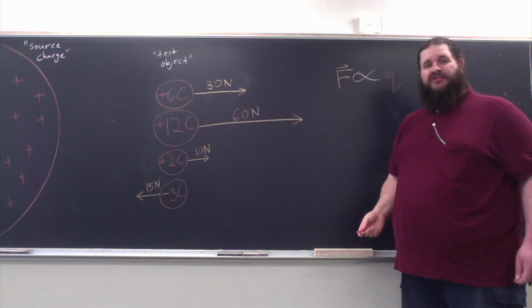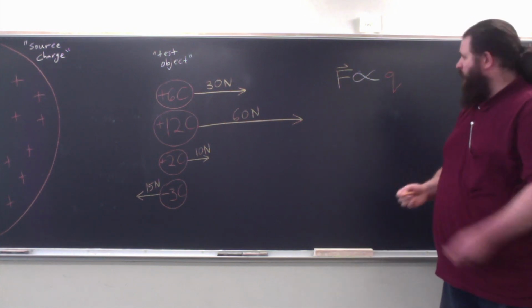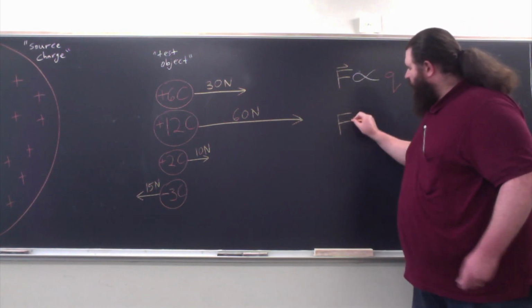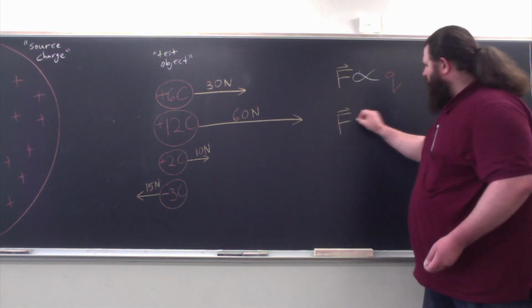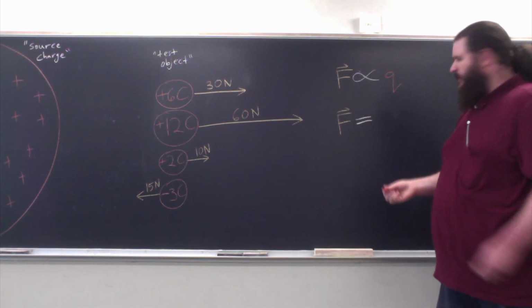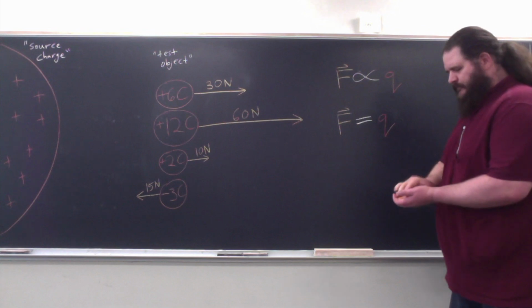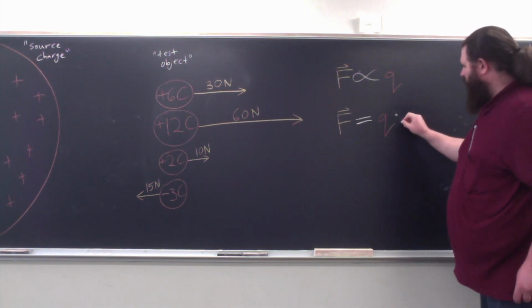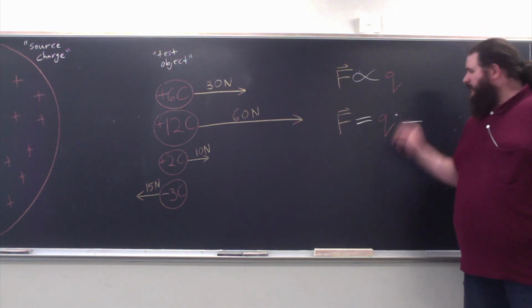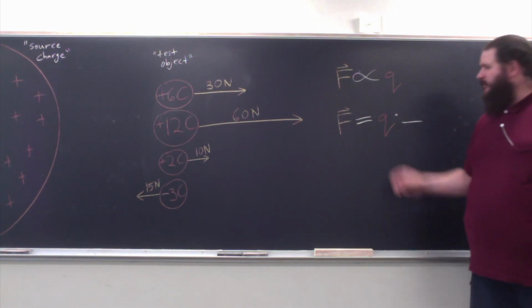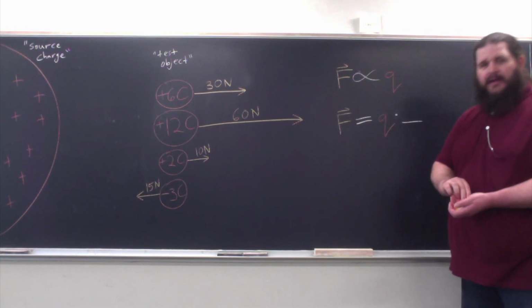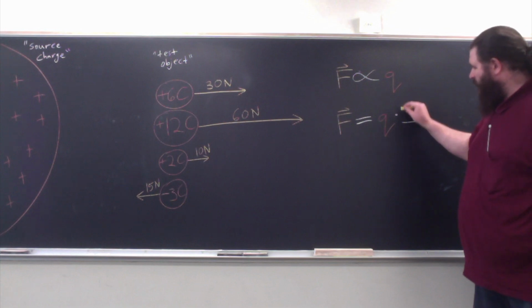And anytime we've got a proportionality, we can write that as an equation. When we say F is proportional to Q, we mean F equals not just Q, but Q times something. Force equals charge times something. So there's got to be some quantity we can multiply by the charge of the test object to figure out the force acting on the test object. And we call that multiplier E, the electric field.